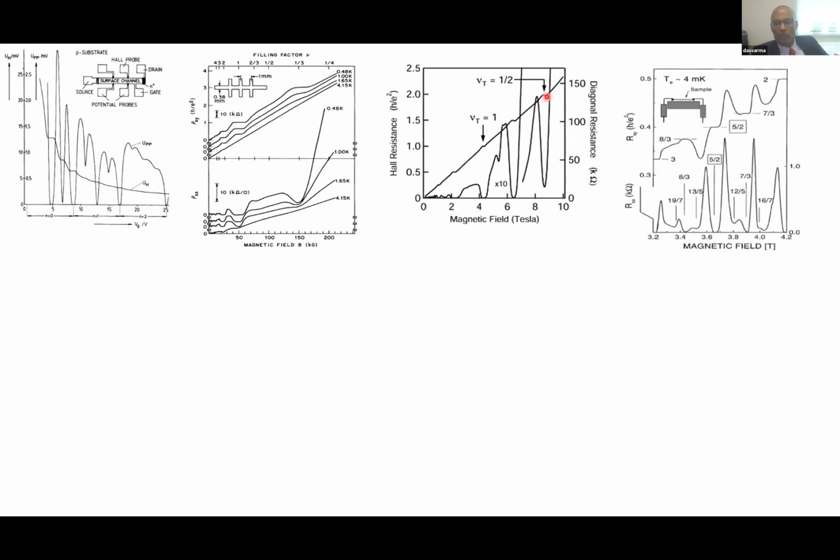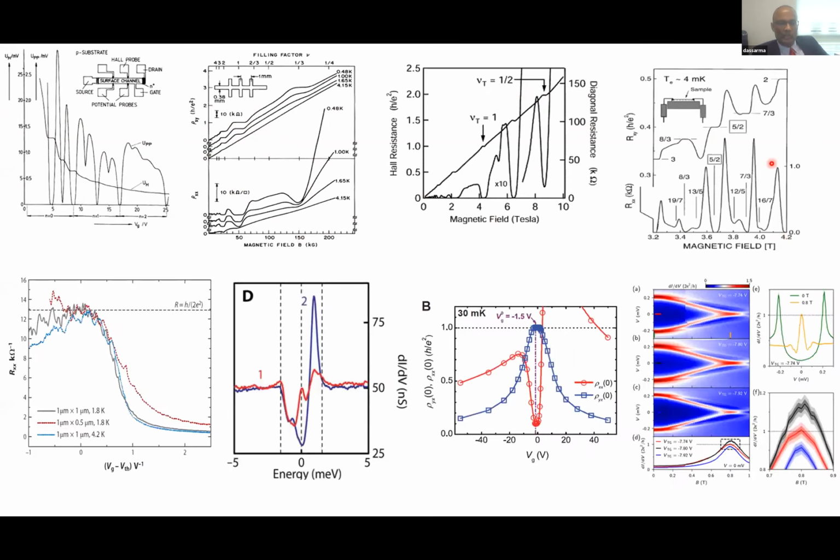Okay, this may be, I'm not sure whether it's Princeton data or Bell Lab data. This is the discovery of the 5-half fractional quantum Hall effect. So all of these are obvious. You did not need any theory. There is no confirmation bias here.